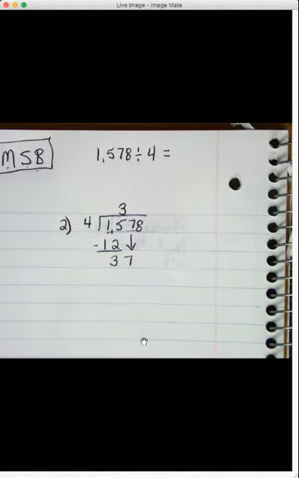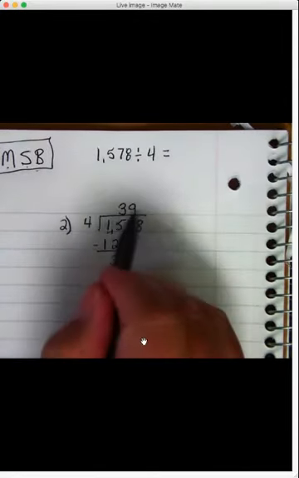Let's see. What do we know? What's easy? Well, 5 times 4 is 20. We need to get bigger. 6 times 4, 24. 7 times 4, 28. We need more. 8 times 4 is 32. Can we get any more? 9 times 4 is 36. So it's going to be 9. 37 divided by 4 would be 9.